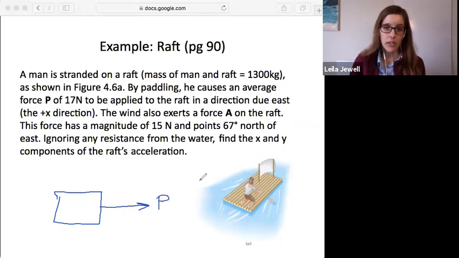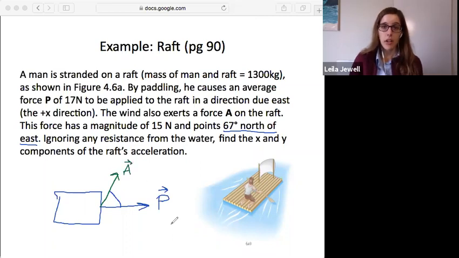There's also wind, right? Is wind in the same direction as this paddling force? Not quite, right? What does it say about the wind's direction? It points 67 degrees north of east. So if P is pointing towards east, the positive x direction, we have to go 67 degrees up from that. And that will give us the direction that the wind is acting, A. Maybe I'll go over this with a different color actually, so that we have some contrast here. There we go. So there's our vector A.